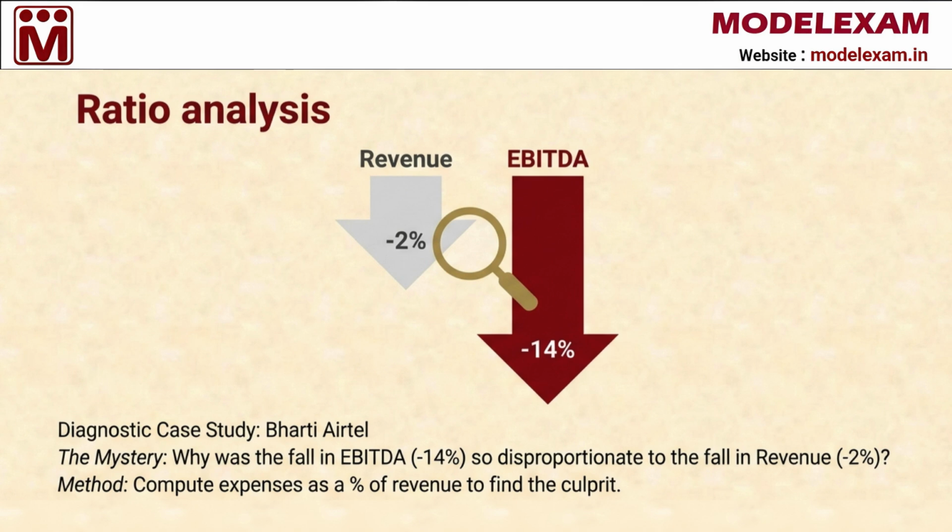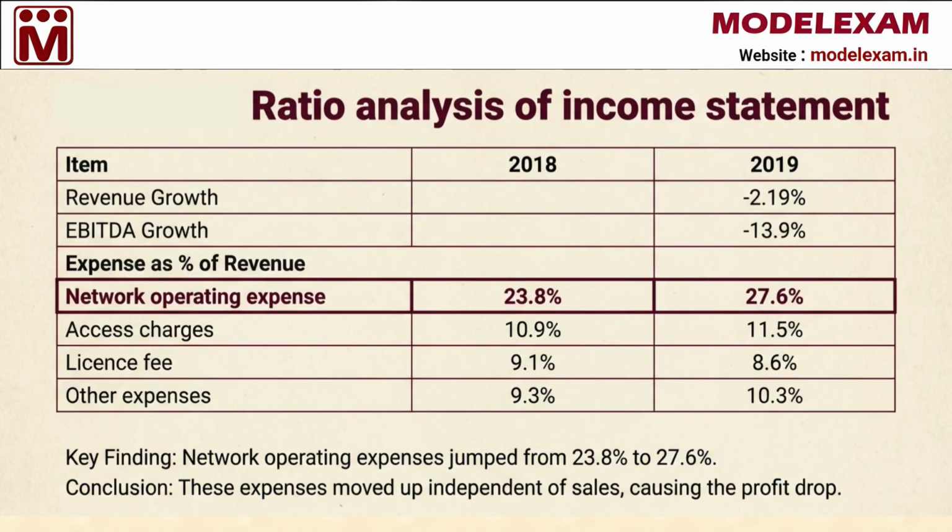To find the culprit, we must compute expenses as a percentage of revenue. If we look at the cost table in Exhibit 81, the answer becomes clear. We compare the expenses as a percentage of revenue for 2018 versus 2019. Most costs like license fees and employee expenses remain stable. However, look at the network operating expense. It jumped from 23.8% to 27.6%. This tells us that network expenses moved up independently of sales, causing the massive drop in profits.